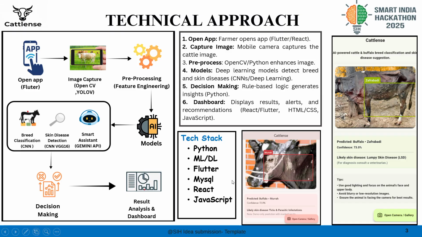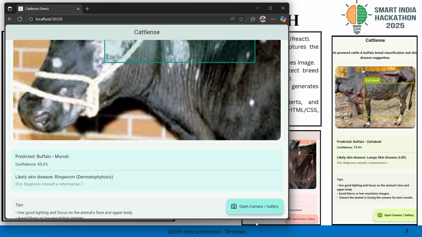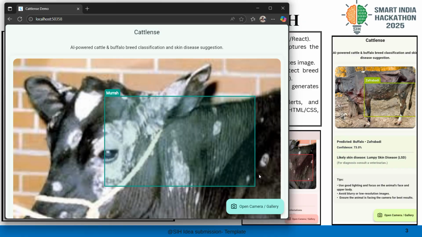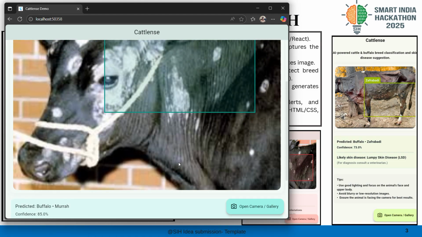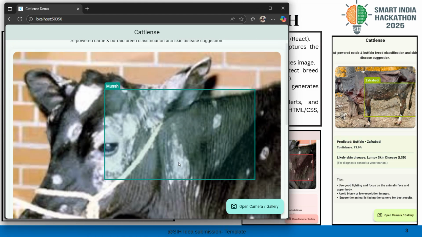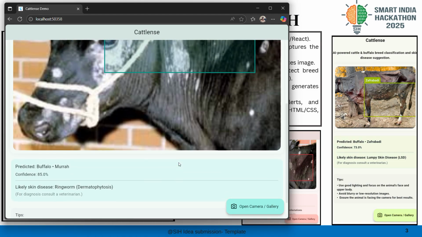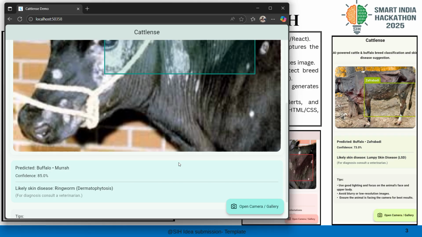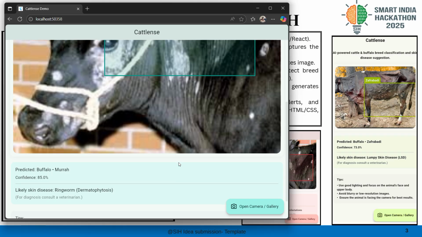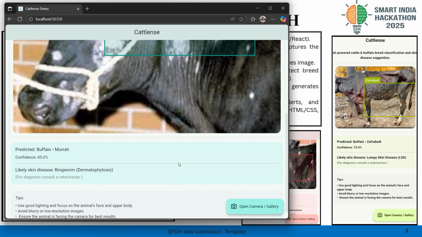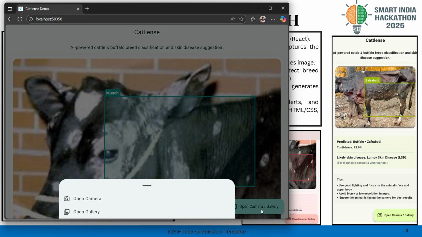So let's move on to the working prototype of our project. This is our working prototype. As you are seeing, this is a buffalo which has the breed Murrah. It has the skin disease ringworm, that is dermatophytosis. Our model also suggests to get it diagnosed or consult a veterinarian as early as possible.